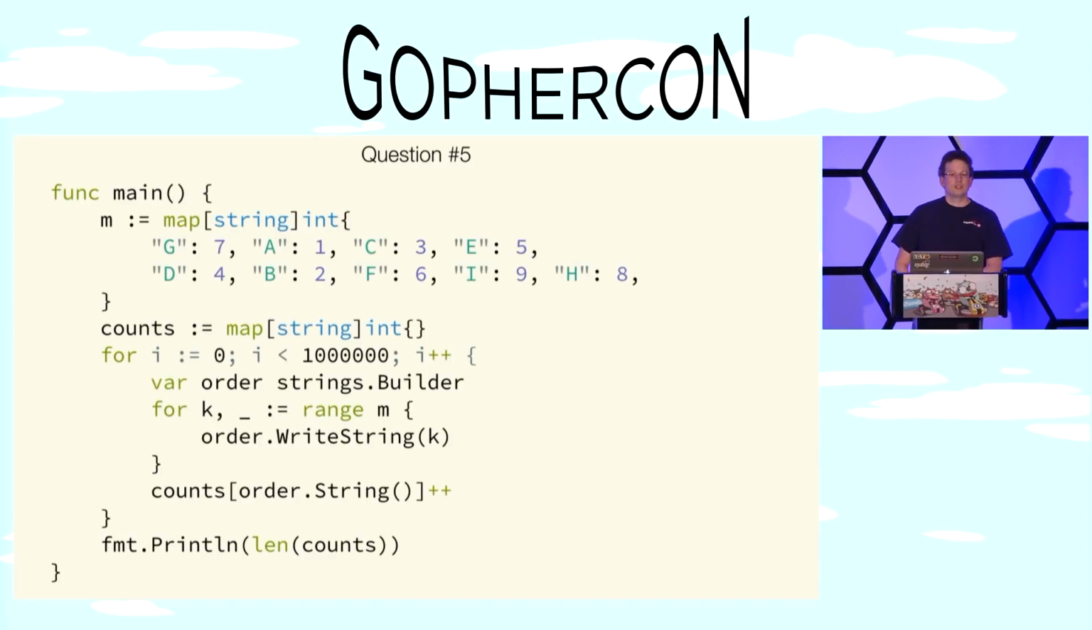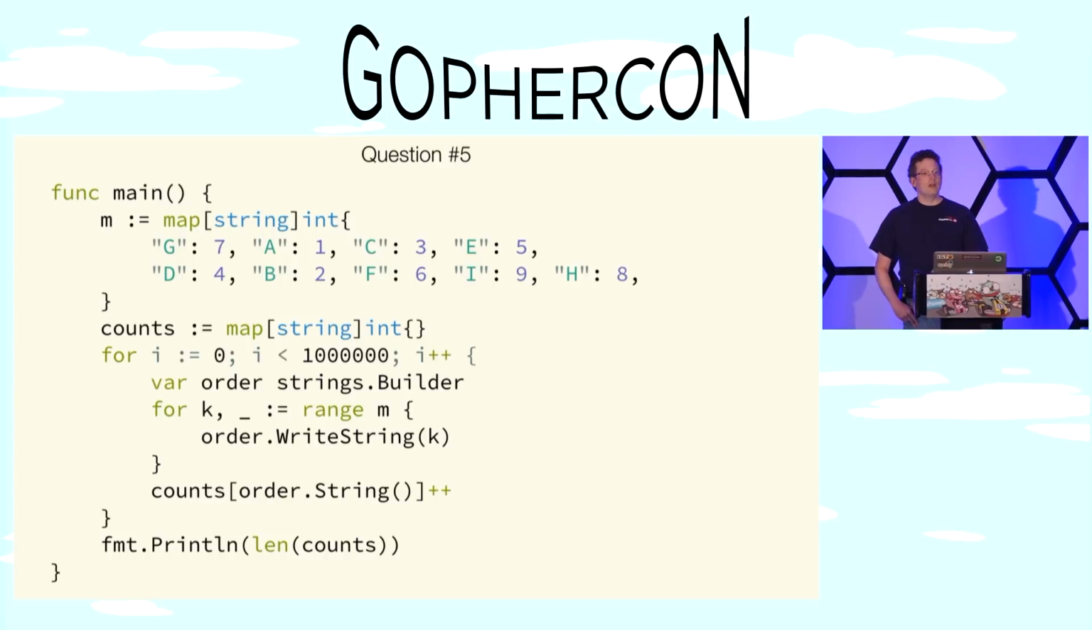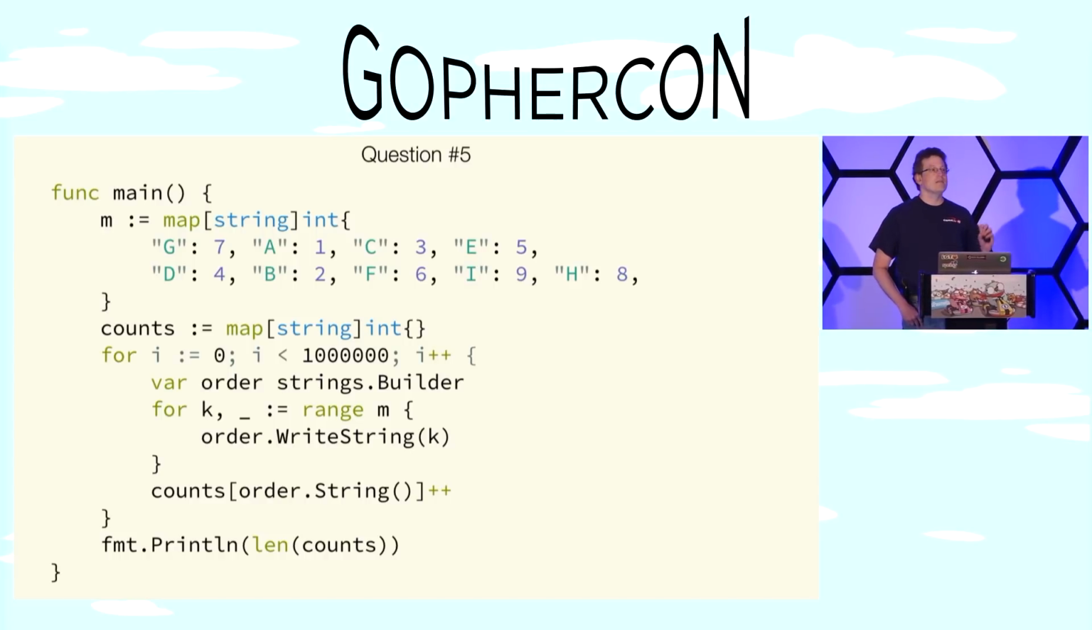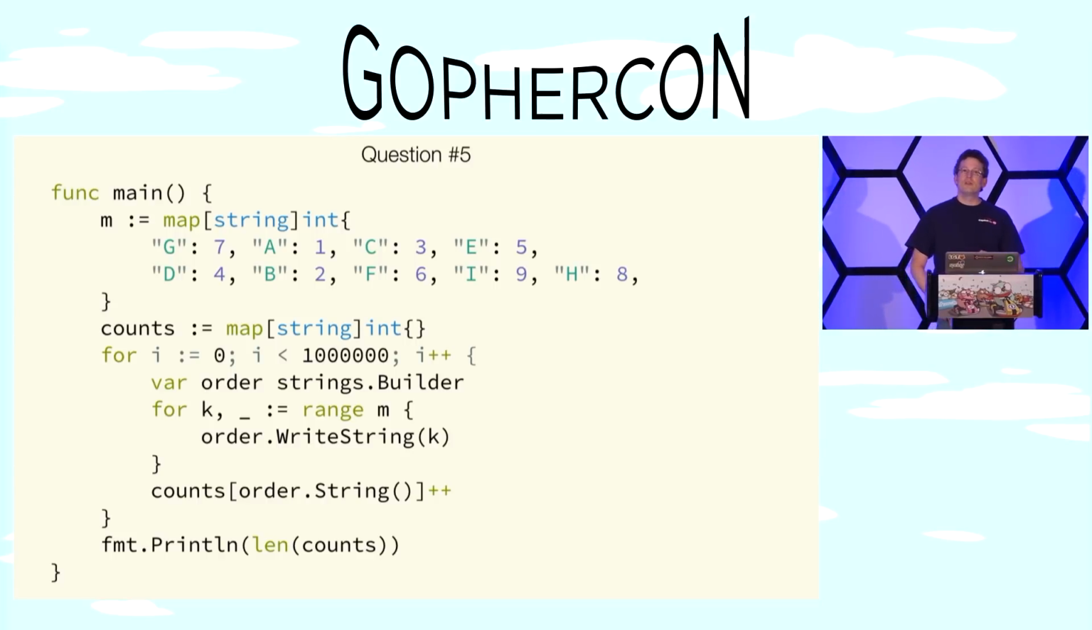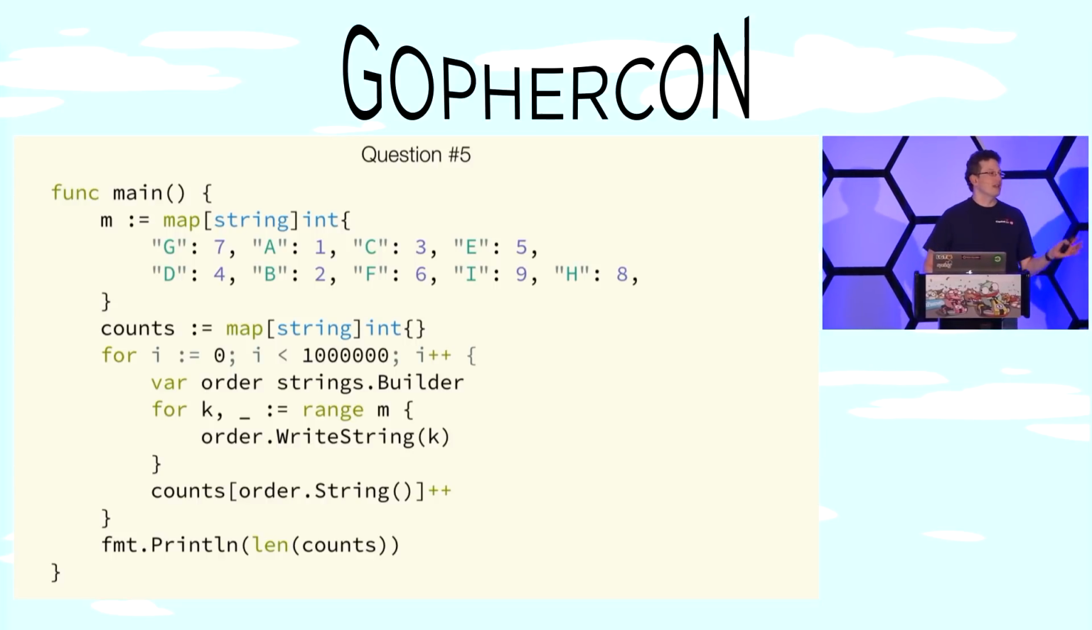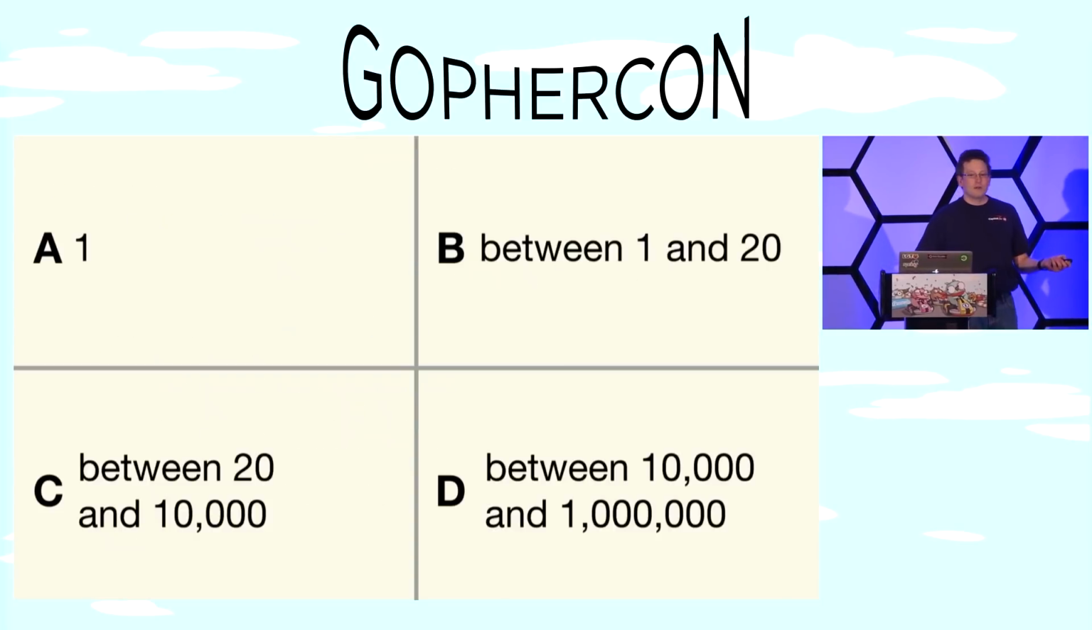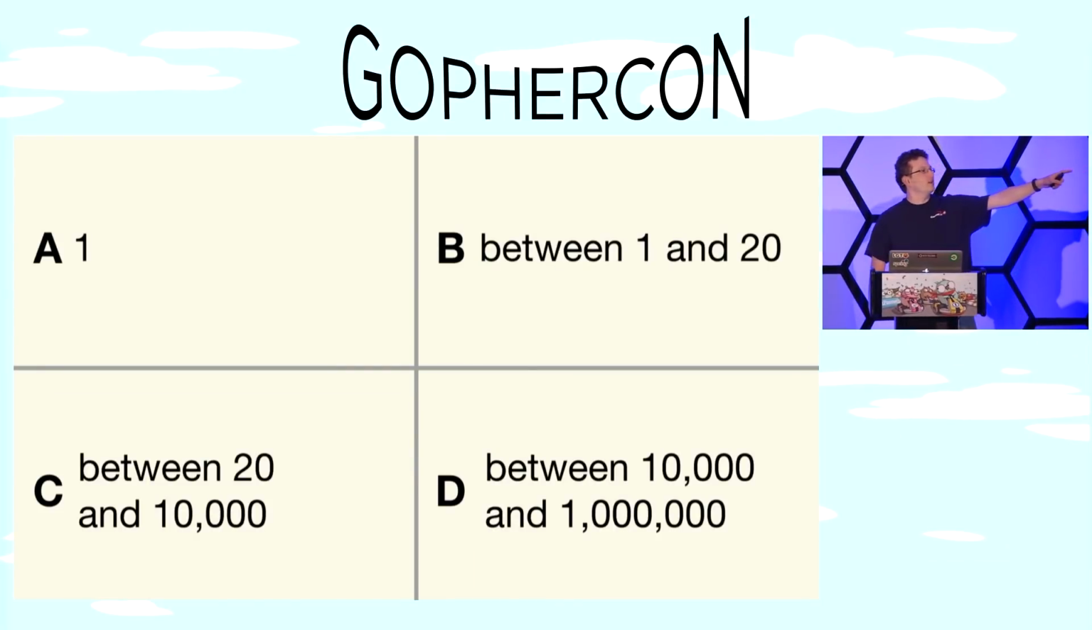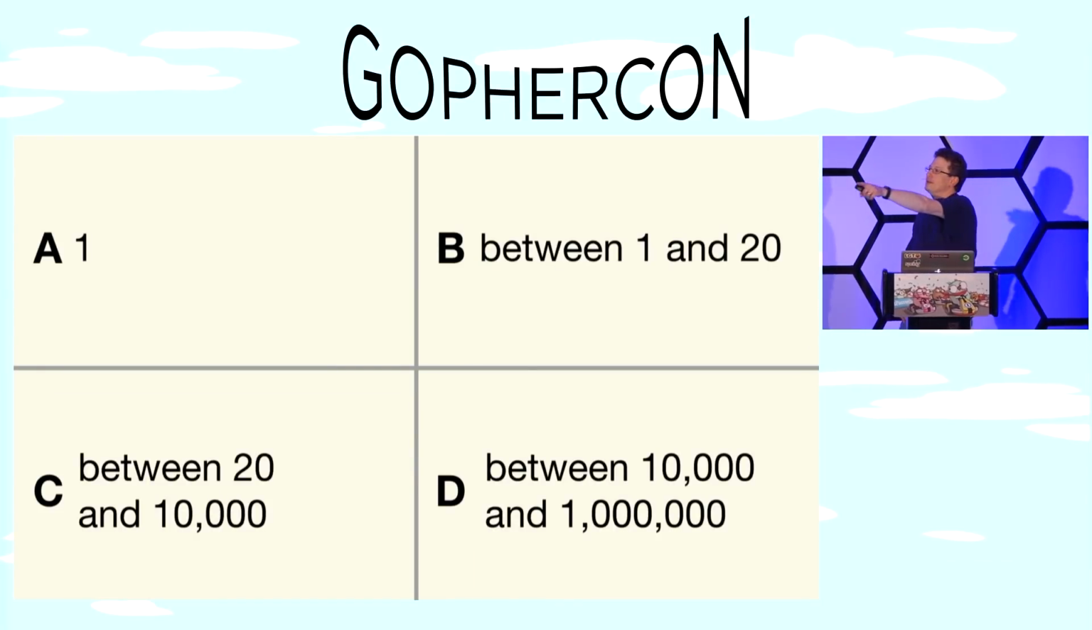Now for a follow-up question, how many different ways will Go iterate through the exact same map? This code iterates through a map with 9 elements 1,000,000 times and counts all the different iteration orders. So what numbers are going to print out? And this code does work correctly. So A, 1. Who thinks it's exactly one iteration order for a map?